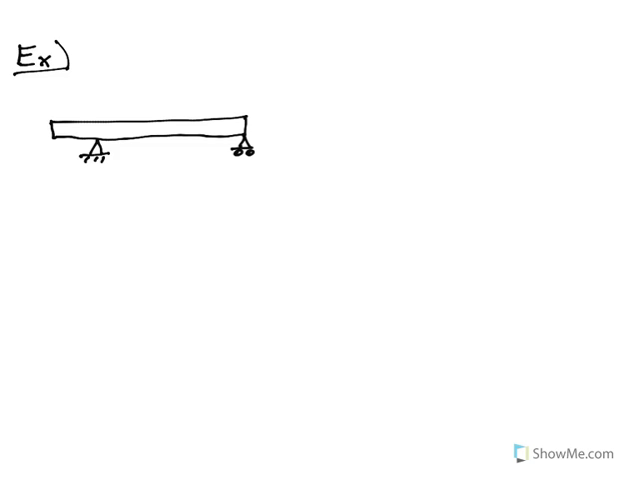I will call this point A, this is point B, and then there will be a load, let's say 100 newtons here, let's say 50 newtons here, and 20 newtons here. And now we need our distances. Let's let from here to here be 2 meters. Here to here be 3 meters. And here to here is 5 meters.